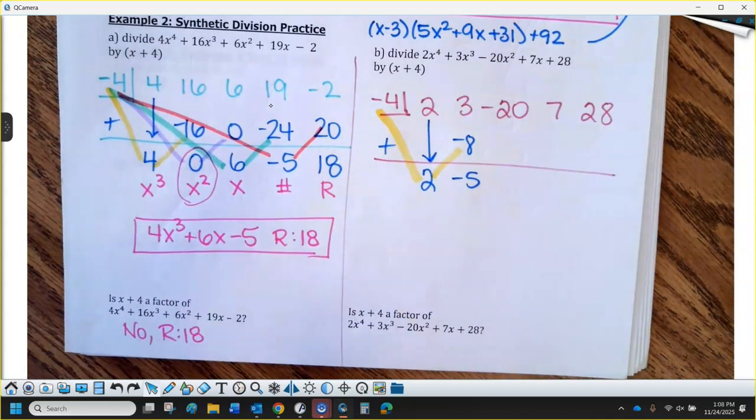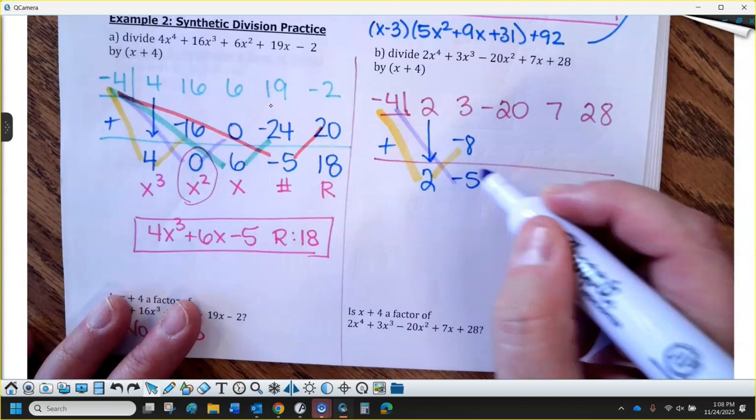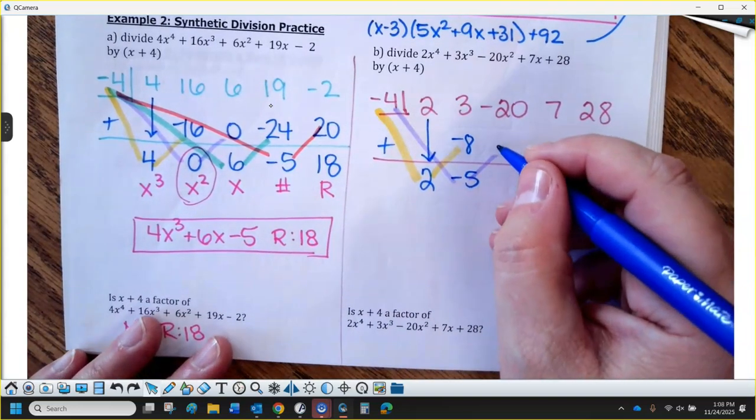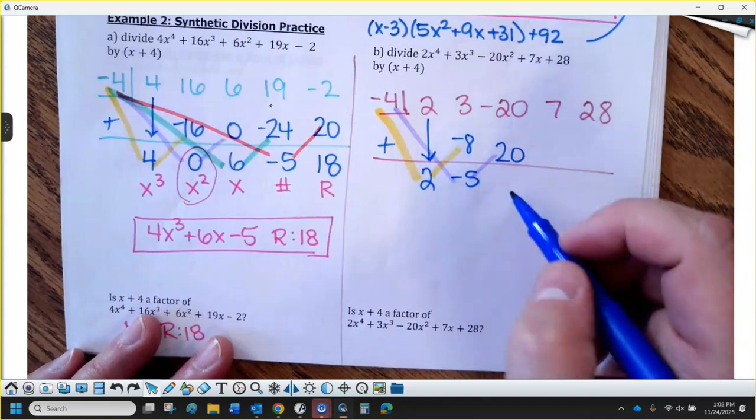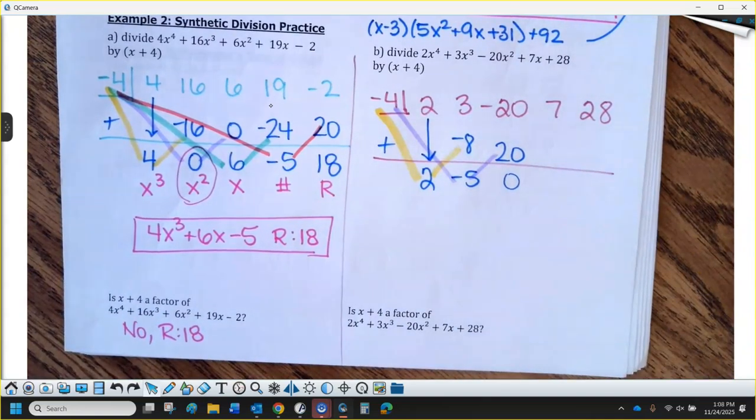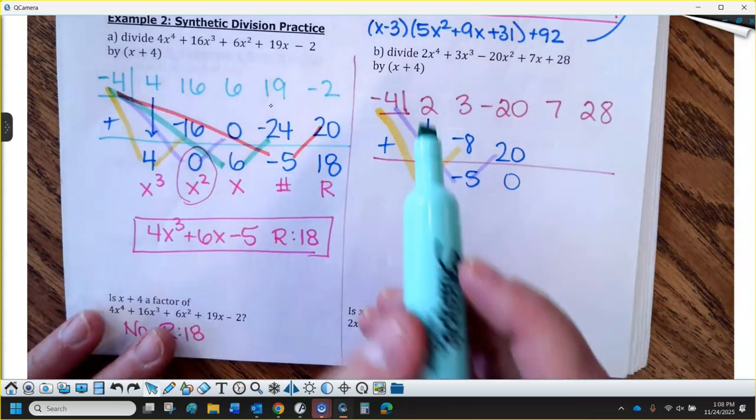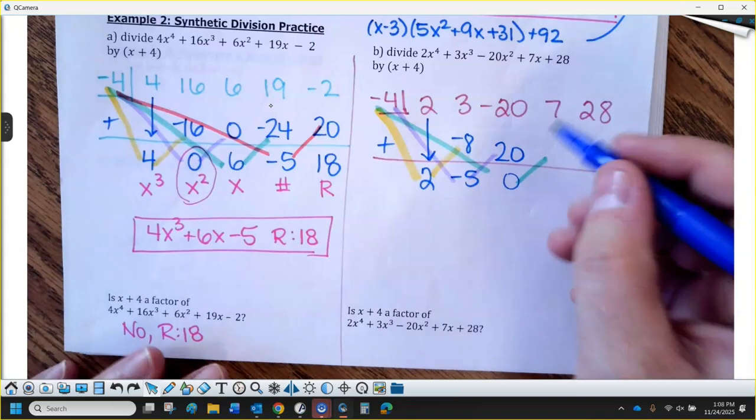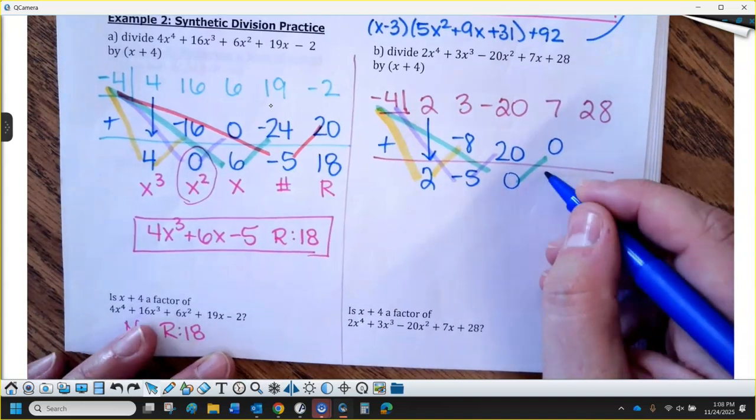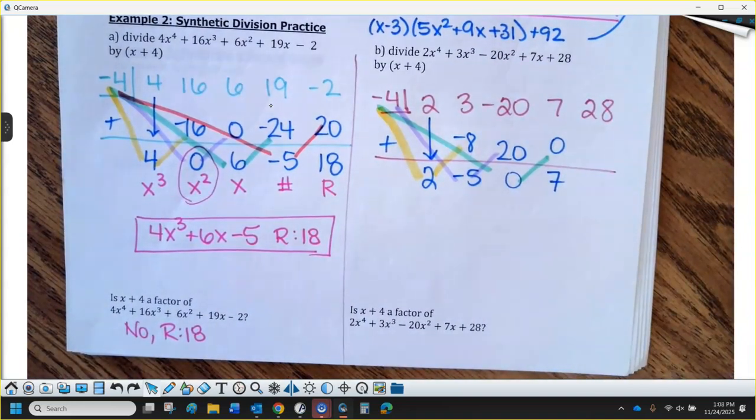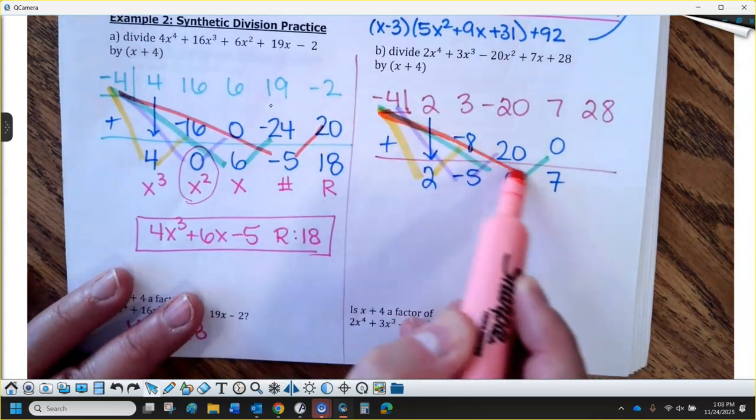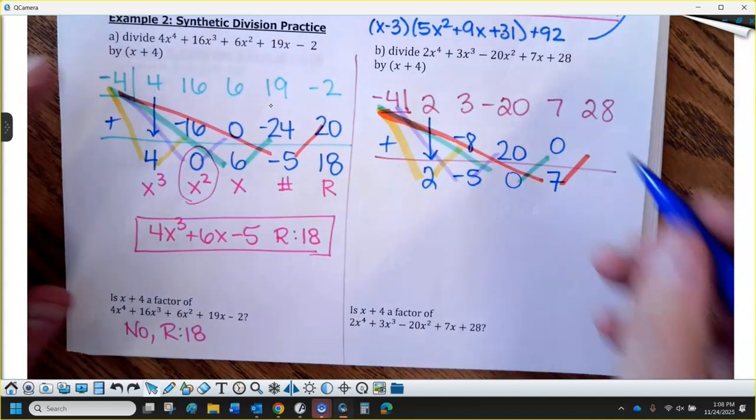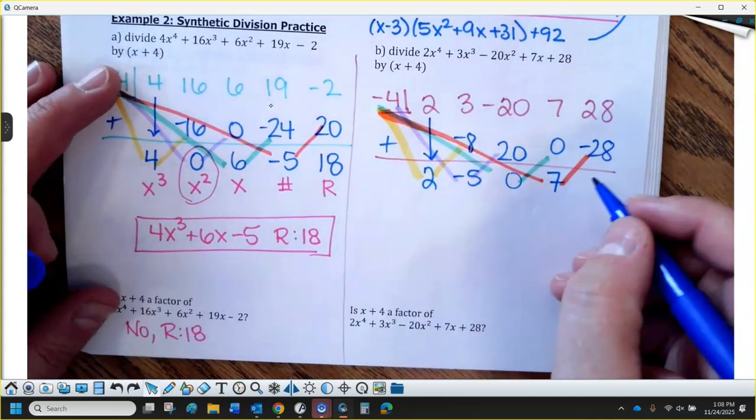And then we're just going to repeat. So then I'm going to multiply, put the result above the line, and then we'll add. So negative 4 times negative 5 is 20. These guys will add up to 0. And then repeat. So negative 4 times 0 is 0. That goes in the next open spot. You don't have to use the highlighters or anything. I'm just trying to practice this. 7. And then the last step, you're going to multiply. Negative 4 times 7. This is negative 28.